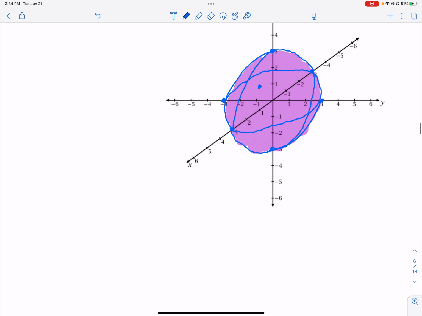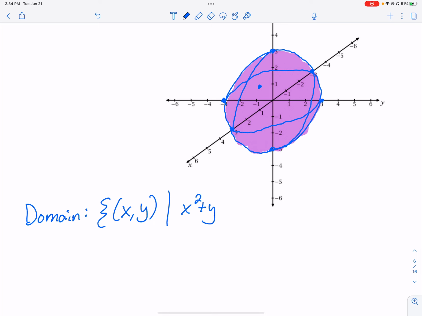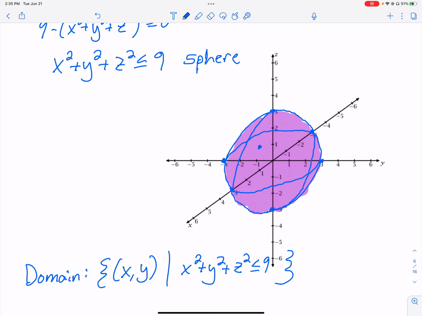Now we didn't list our domain. Our domain is the set of all x and y's such that x squared plus y squared, we could even put 0 to, that it's greater than 0. It's kind of obvious, but there we go. Less than 9. So it's any point in that sphere. It's kind of cool. Pick any point inside that sphere, it will work in our function. You pick a point outside that sphere, it will not work in our function.